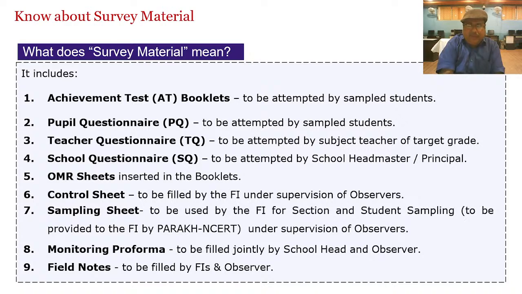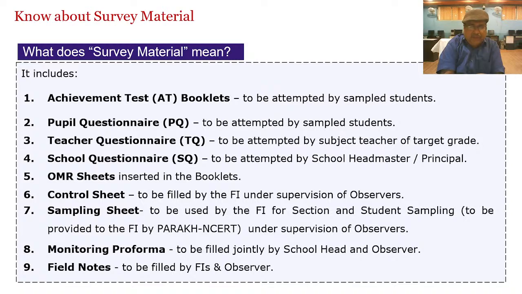Achievement test, that is to be attempted by sample students. Pupil questionnaire, sample students. Teachers questionnaire, that is to be attempted by the subject teacher of the target grade. School questionnaire, that is to be attempted by the school headmaster or principal. Then the OMR sheets are already inserted in the booklets. Simply the students have to take out the OMR sheet from the booklets. Control sheet, that is to be filled by the FI. FI stands for field investigator, under supervision of the observers.